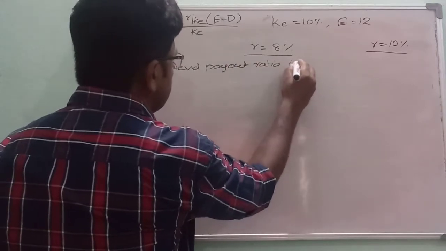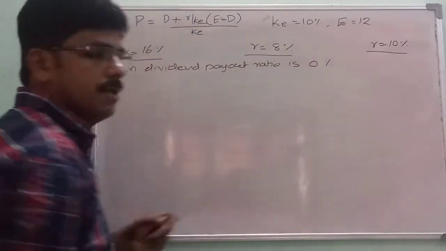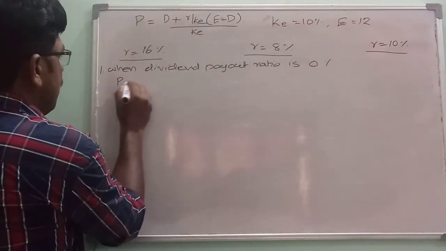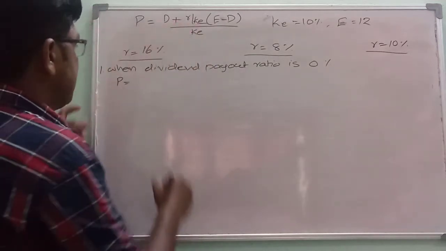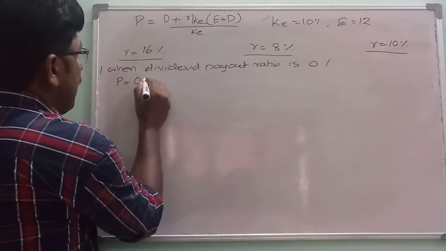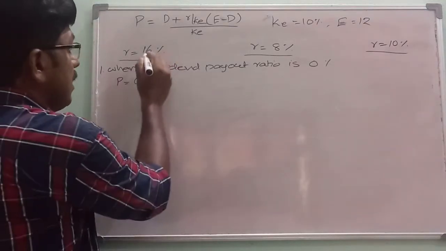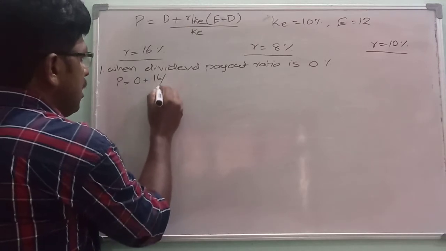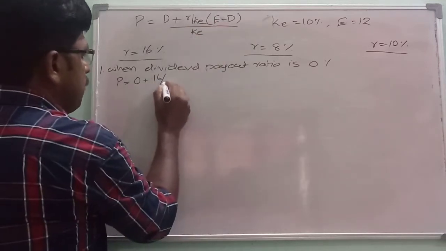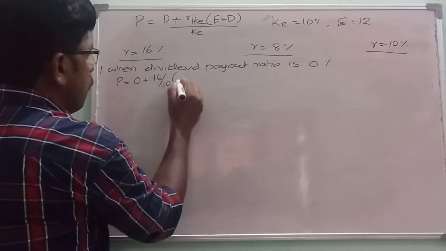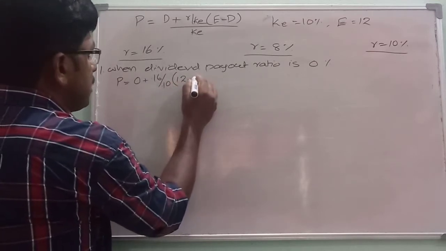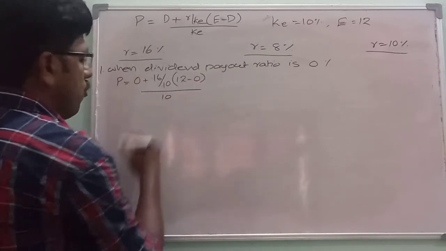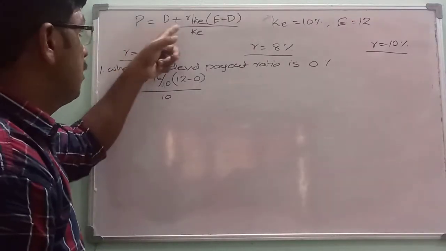Dividend payout ratio is 0 or 0%. P is equal to D plus R internal rate of return, here it is 16%, that is 0.16, divided by KE cost of equity 0.10, into E, 12, minus D, which is 0, divided by KE 0.10. So this is the application of this formula in this regard.